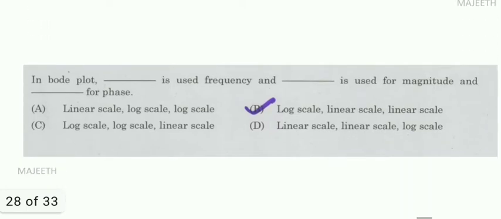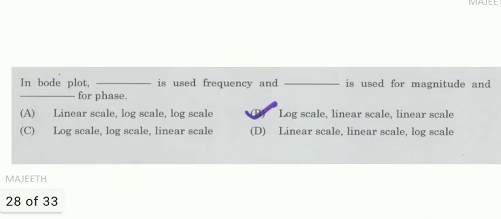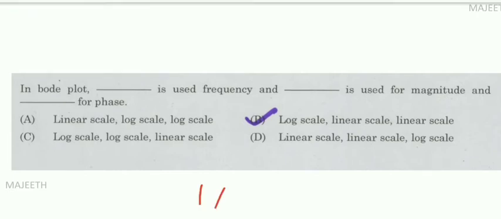Next one: in a Bode plot, dash is used for frequency, dash is used for amplitude, and dash for phase. We know that in a Bode plot, the x-axis varies as 1, 10, 100 or 1000, so it is a log scale. On the y-axis we measure magnitude and phase in the normal scale, which is known as linear scale. So the x-axis, that is frequency, is log scale, and magnitude and phase are linear scale. So option B is the right answer.